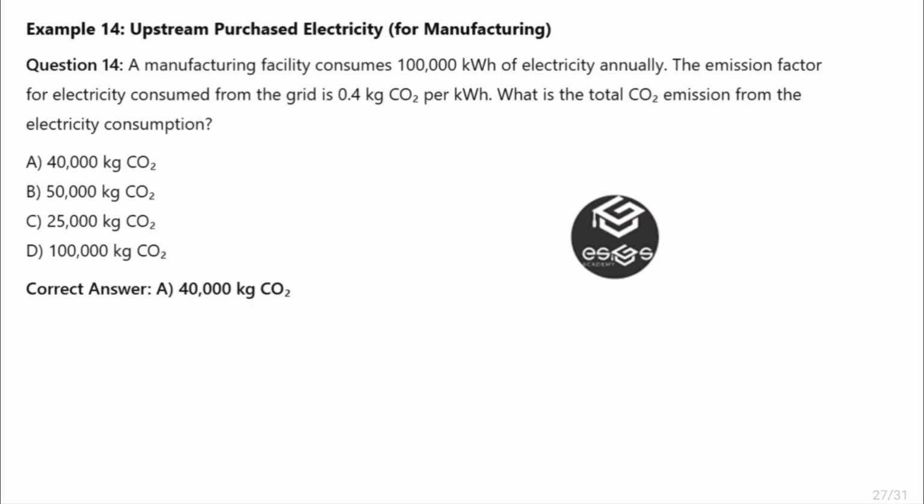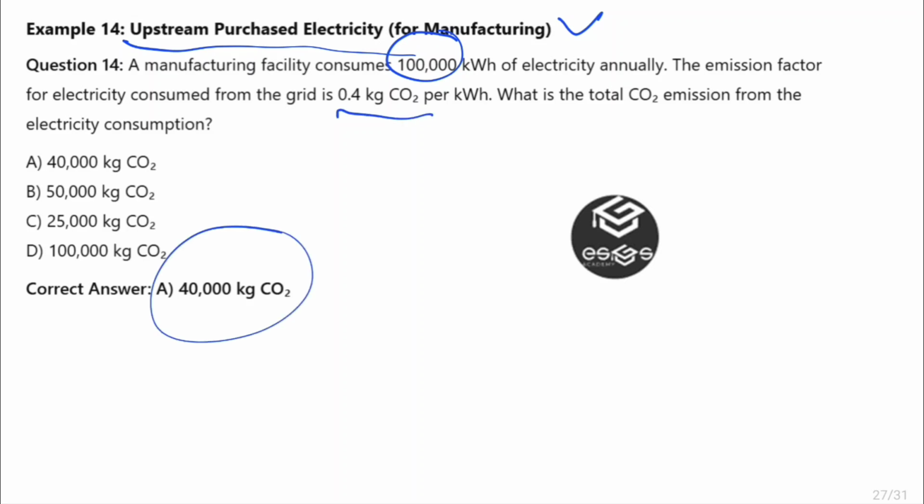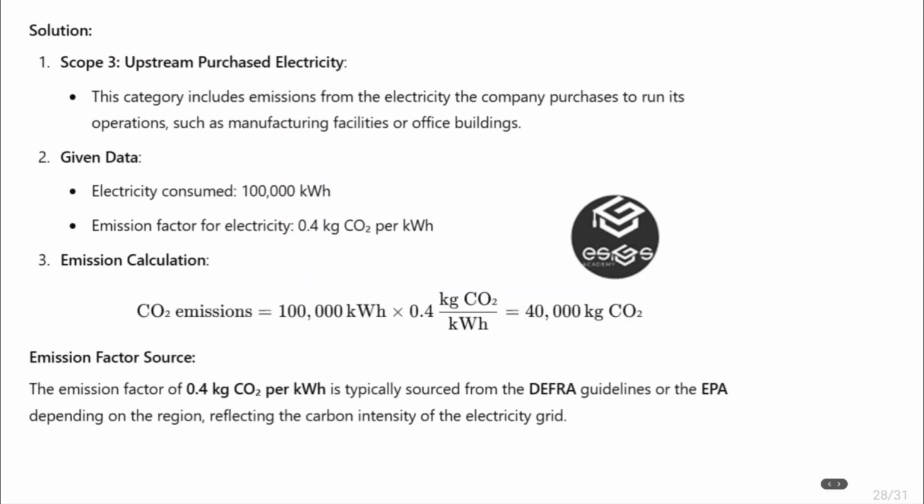Okay, let us see another question. Upstream purchased electricity for manufacturing. In this category particularly, let's see the question. There is a manufacturing facility which is consuming 100,000 kilowatt hours of electricity annually, and the emission factor is 0.4 kg CO2 per kilowatt hour. So what will be the total CO2 emission? Let's find out whether this is the correct answer or not. Let us see the solution.